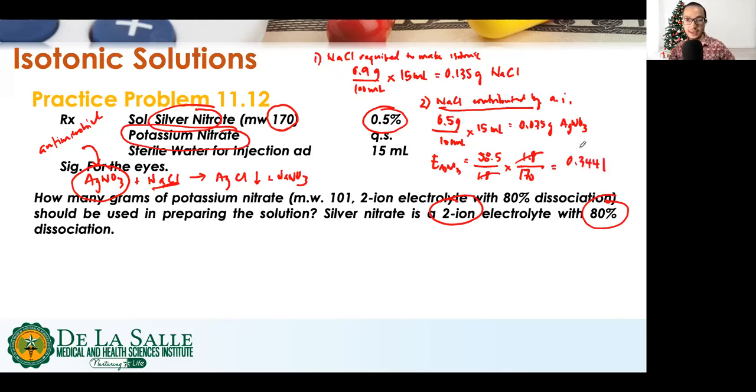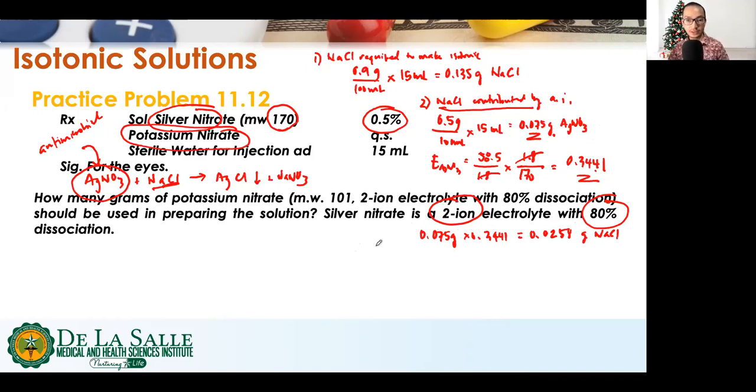So we have the E value of silver nitrate, which is equal to 0.3441. So we have the weight of silver nitrate and the E value of silver nitrate. We simply multiply these two. 0.075 gram times 0.3441 is equal to 0.0258 grams of sodium chloride. This is the amount of sodium chloride that is represented by 0.075 gram of silver nitrate.